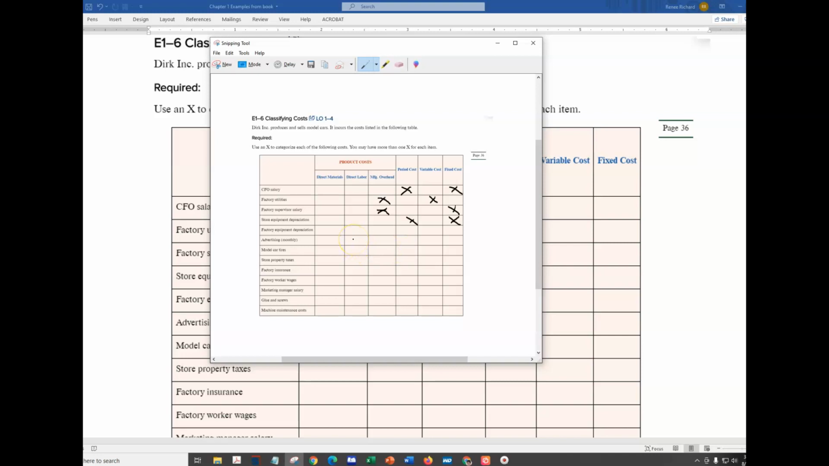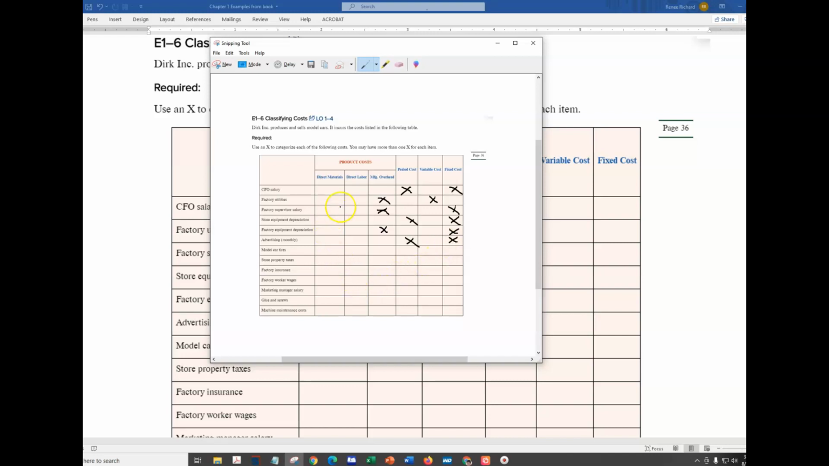Factory equipment depreciation. Well, it's a product cost. It's not direct materials. It's not direct labor. So it must be manufacturing overhead. Factory equipment depreciation, it's depreciation, so it doesn't change, so it's fixed. Advertising, monthly. So we have a monthly advertising cost. That's not a product, that's a period. Since it's a flat amount each month, it's fixed.